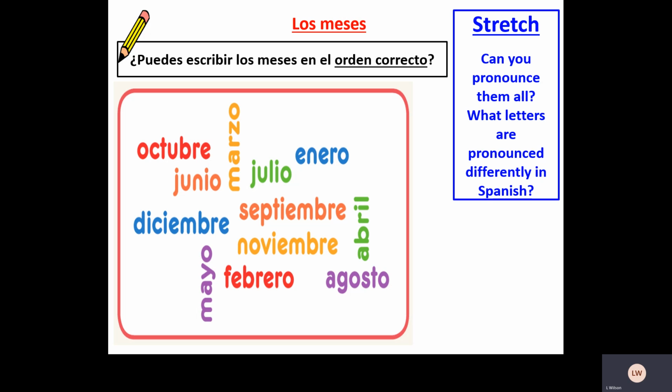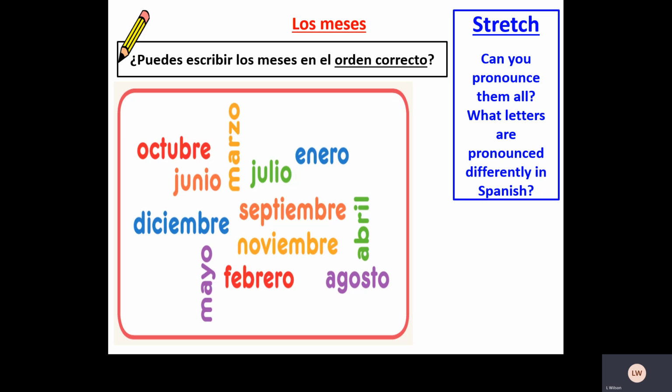Entonces, vamos a escribir los meses aquí en el orden correcto. So here are the months of the year. What I'd like you to do on your sheet of paper in Spanish is try to write them in the order that they come in the year. So you're going to start with January. Can you see one which might be January? If not, start with one that you can see. Can you see February?